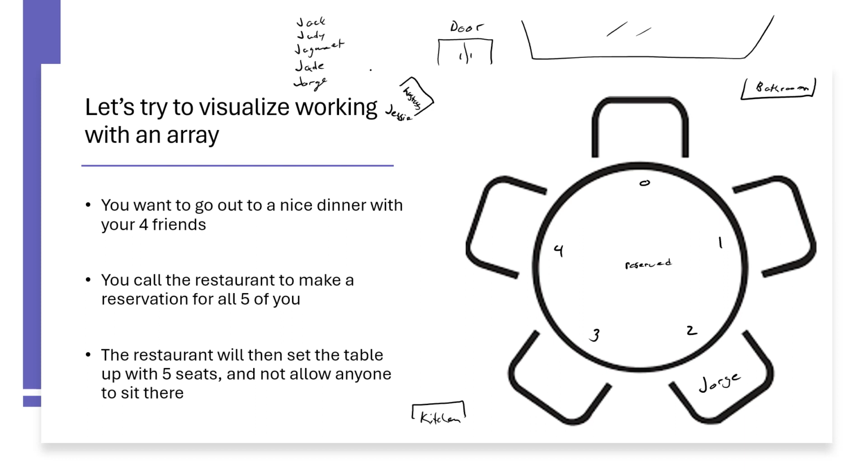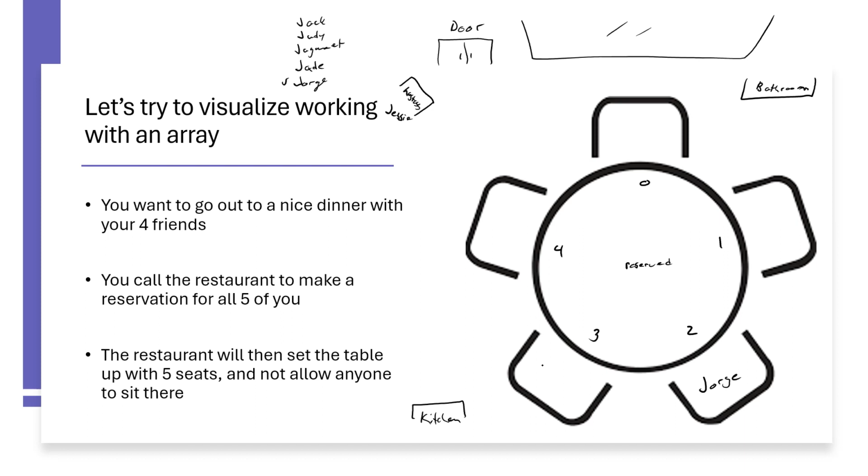Maybe a couple minutes later, so Jorge's already showed up. Maybe a couple minutes later, Jack and Judy come in together. Maybe they're a couple. Who knows? So Jack and Judy come in, and they see Jessie at the door. Say, hello, we're with the Jorge party. And Jessie says, no problem, come on in. And so Jack and Judy want to sit together because maybe they're a couple. But they also don't want to be near the bathroom. So they're going to sit on the opposite side here. They're going to sit at seat 3 and 4.